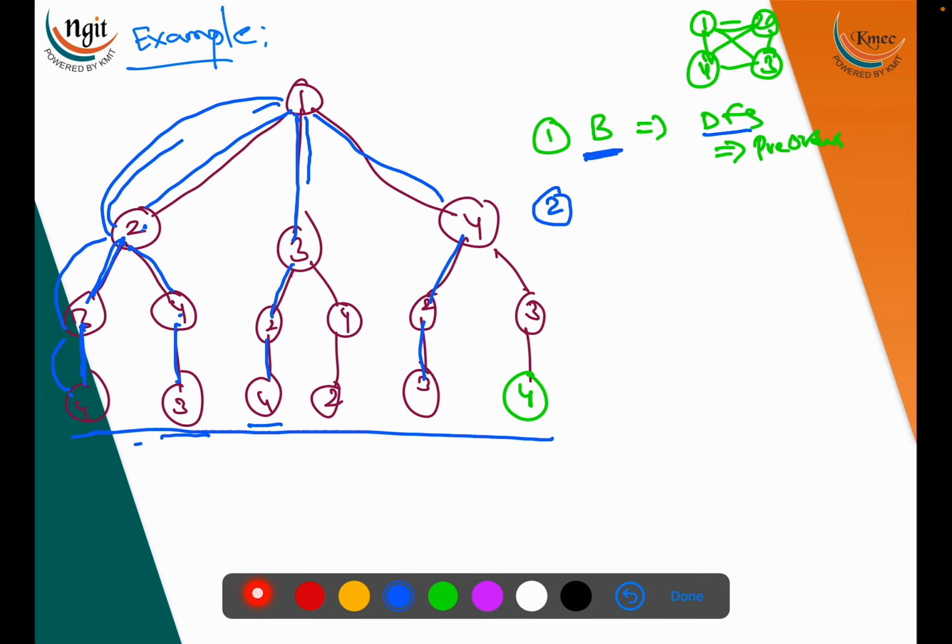And let's see about branch and bound. What is branch and bound? Branch and bound is a technique. It is also for optimization problems, but the optimization problem is minimization. Now it uses BFS, that is level order. So what is the level order?